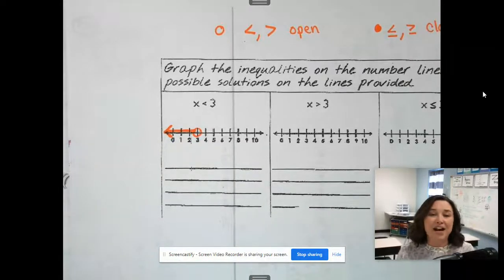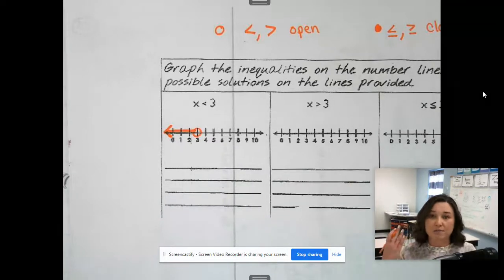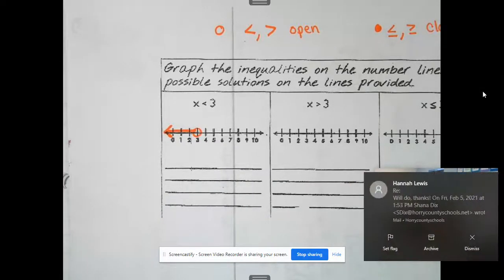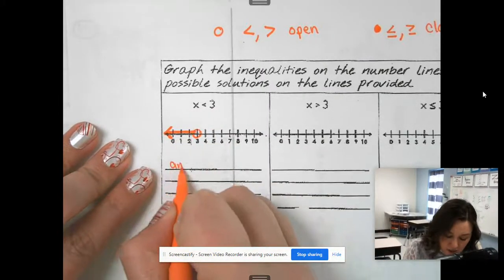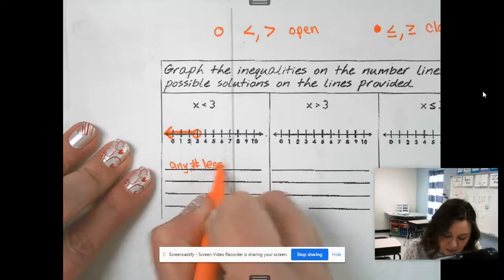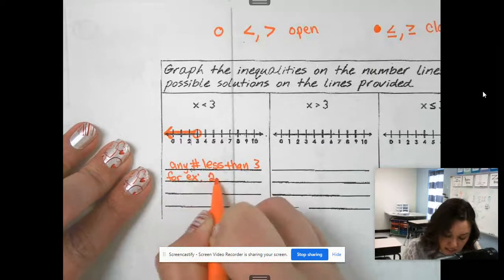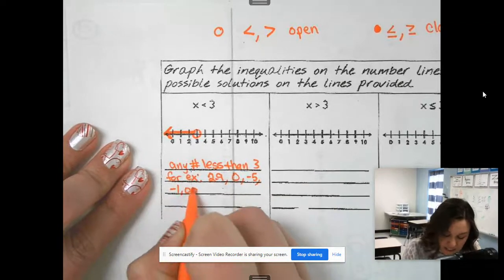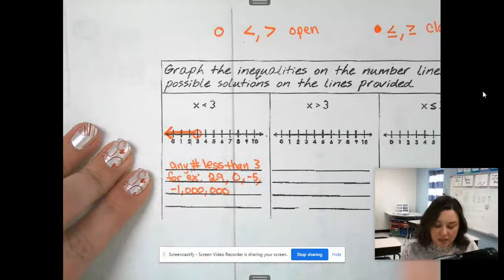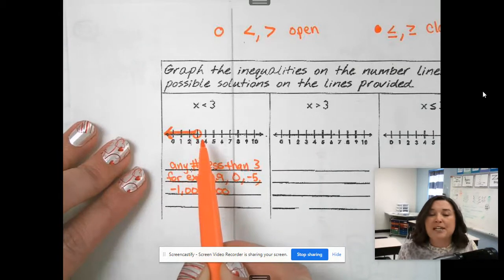What that means is our answer can be anything that is less than 3, any number. It can be 2.9, it could be 2, it could be 0, it could be -12, any number that is less than 3. So when it says describe the solution, it's any number less than 3. For example, 2.9, 0, -5, -1,000,000, any number that is less than 3. Now, what this open circle means is it's getting really close to 3. Like it can be 2.9 repeating, but it can't actually be 3.